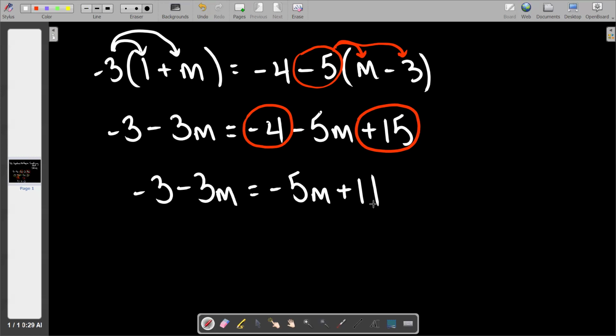What do we want to do to both sides here? Variable. It's time to get these m's together. It's just a matter of preference. Do we want to add the 3m or add the 5? Add the 5m because it's smaller. Yeah. So let's do it.